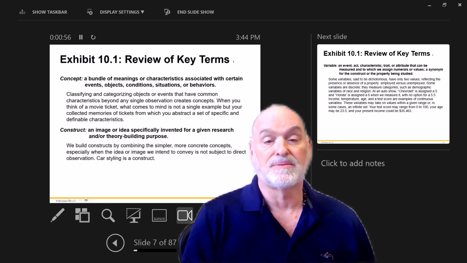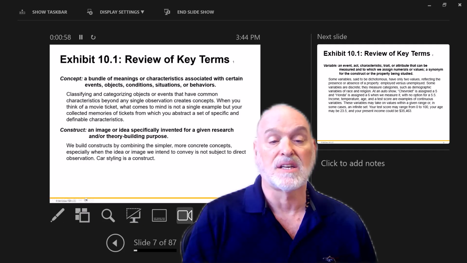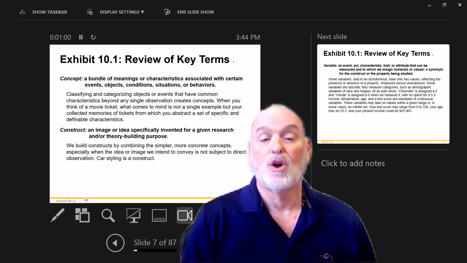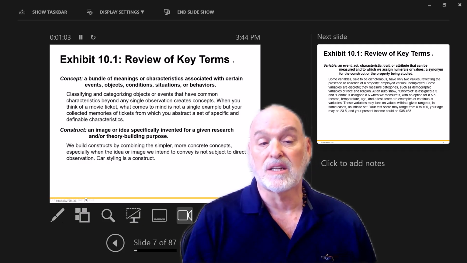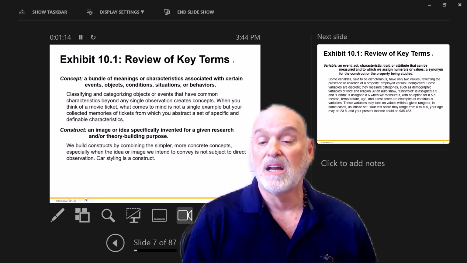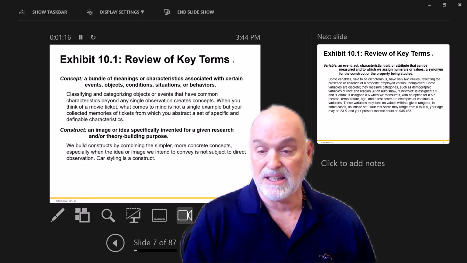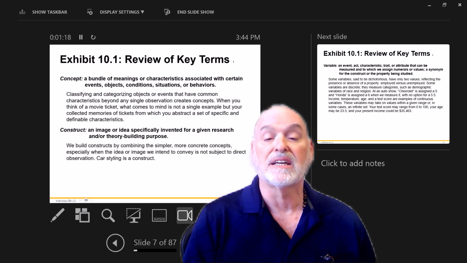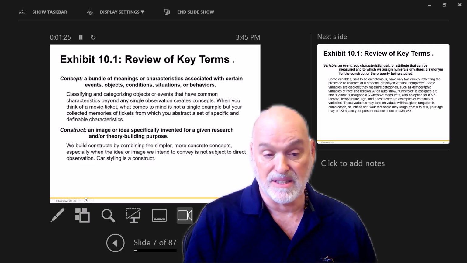Some exhibits. Review of key terms. Concept: a bundle of meanings or characteristics associated with certain events, objects, conditions, situations, or behaviors. Classifying and categorizing objects or events that have common characteristics beyond any single observation creates concepts. When you think of a movie ticket, what comes to mind is not a single example, but your collected memories of tickets from which you abstract a set of specific and definable characteristics.